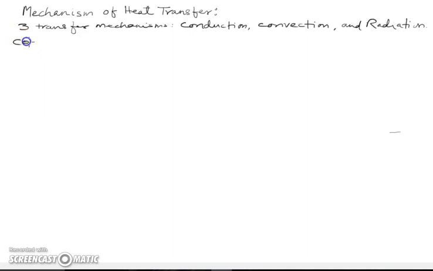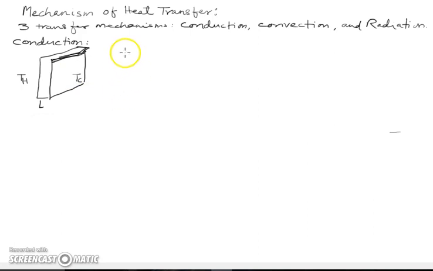So let's talk first about conduction. If I have a slab of thickness, let's say L, and temperature on one side of the slab is, let's say, higher temperature TH, the other side is lower temperature or cooler temperature TC.